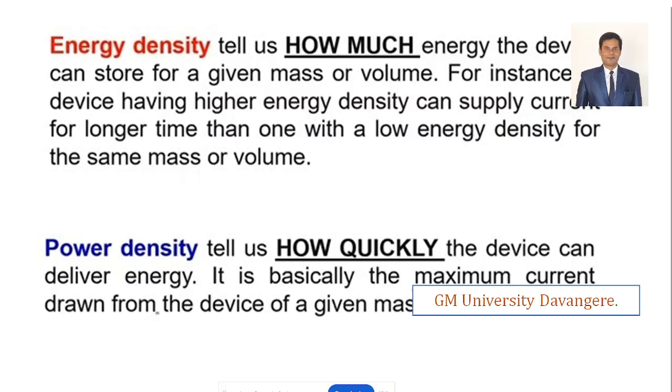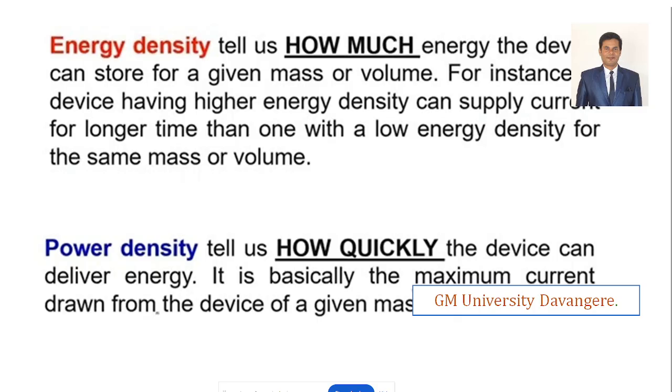A device having a higher energy density, especially the batteries, can supply the current for a longer time. Compared with one with low energy density, for the same mass or volume, it will have a little difference, right? Now when you talk about the power densities, as I told, it is how fast, how quickly the battery will respond.